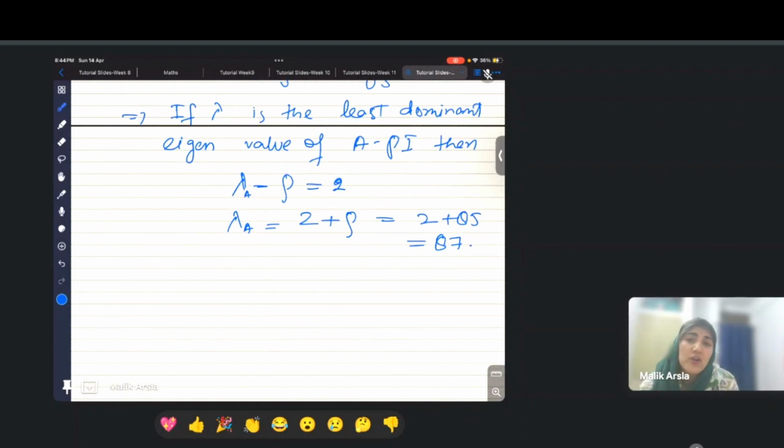Now the answers were not matching. But I think the procedure is standard. If you're doing it by power method, you have to do it like this only. But the options are not matching. I will reach out to the instructor once, and if there is any update, I'll let you know.